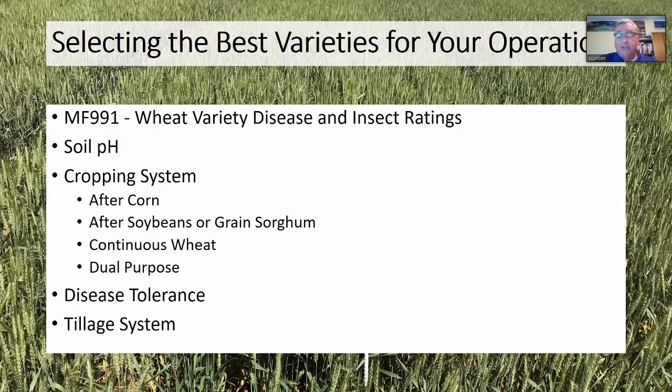The disease tolerance, again, I referred you back to that MF 991 wheat variety publication for wheat variety disease and insect ratings. And then another thing we can look at sometimes is tillage system, and I've seen more tillage these last few years, and it's kind of disheartening, especially in that middle part of the state and even further west, simply because of weed control issues for the most part.